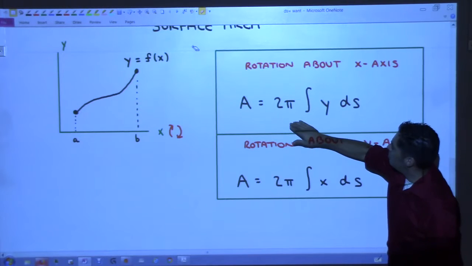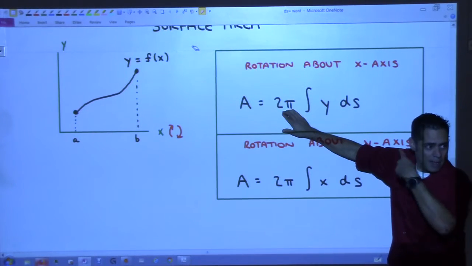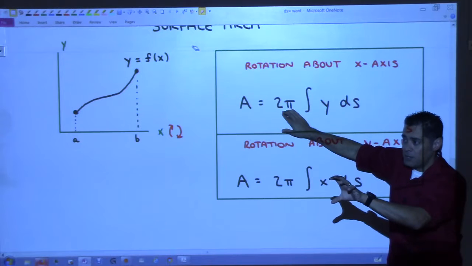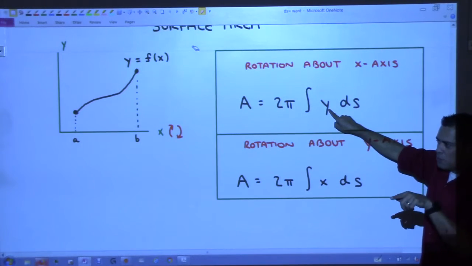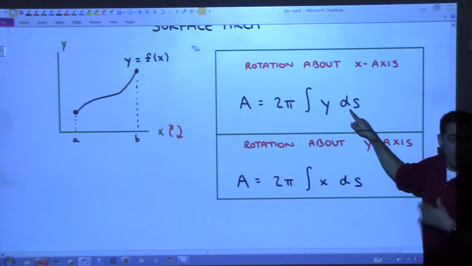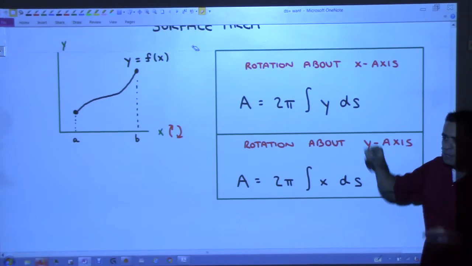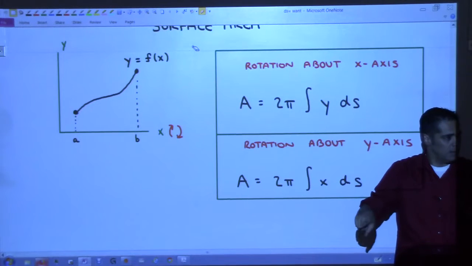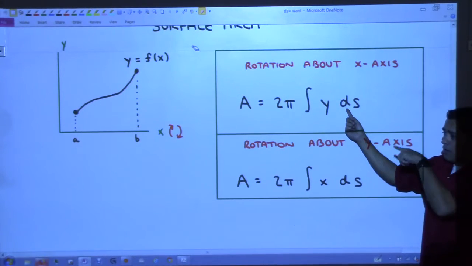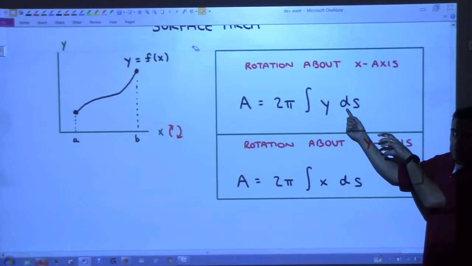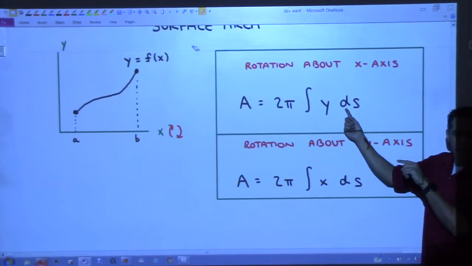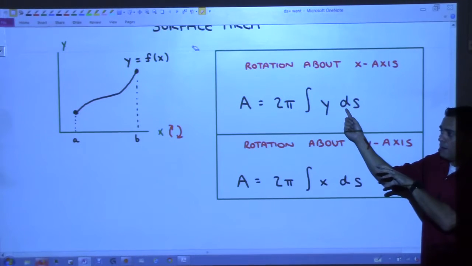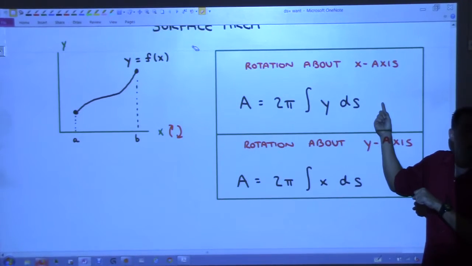First, let's understand, the 2 pi came out of the formula, and then it was f of x. f of x is y, isn't it? We've always said f of x equals y. And then ds was the arc length. But remember, ds could be two different things, couldn't it? This could be the square root of 1 plus f prime of x squared dx, or it could be 1 plus the derivative of x squared with respect to y. Do you all agree? Yes or no?